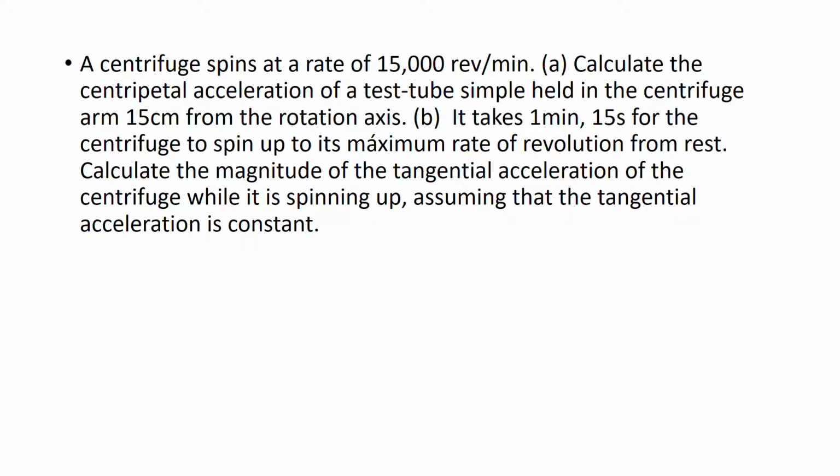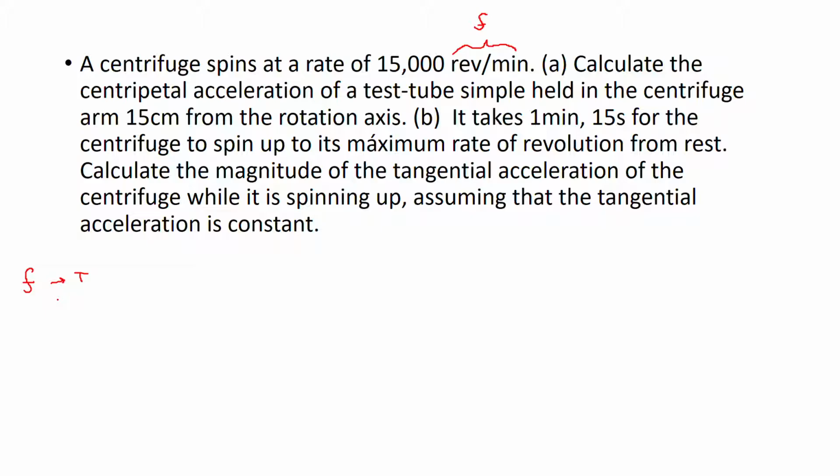So now we have a very different problem. Well, it looks different because it's long, but it's not hard at all. We have a centrifuge that spins at a given rate. First thing you need to know: whenever you see something over a minute, that is not a velocity, that is a frequency. So that means we got a frequency, and from there we know we can get a period. That's the first thing we need to do.